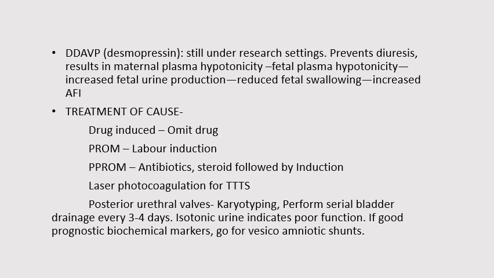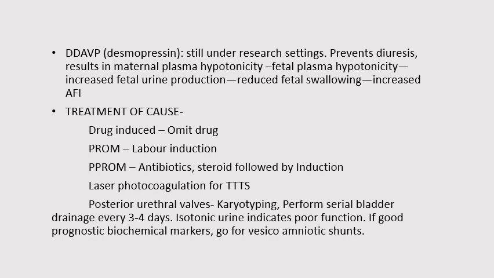Next, we direct our treatment to treatment of the cause responsible for causing oligohydramnios, such as if it is drug induced, we omit the drug. If it is a case of premature rupture of membrane, we induce labor. If it is preterm premature rupture of membrane, we start her on antibiotics and steroid followed by induction of labor. Then we may go for laser photocoagulation in case of twin-to-twin transfusion syndrome.